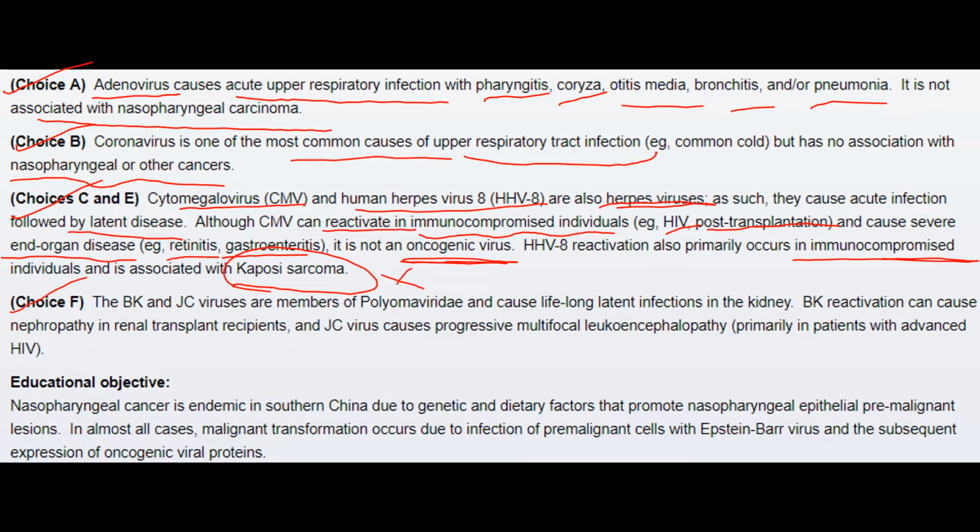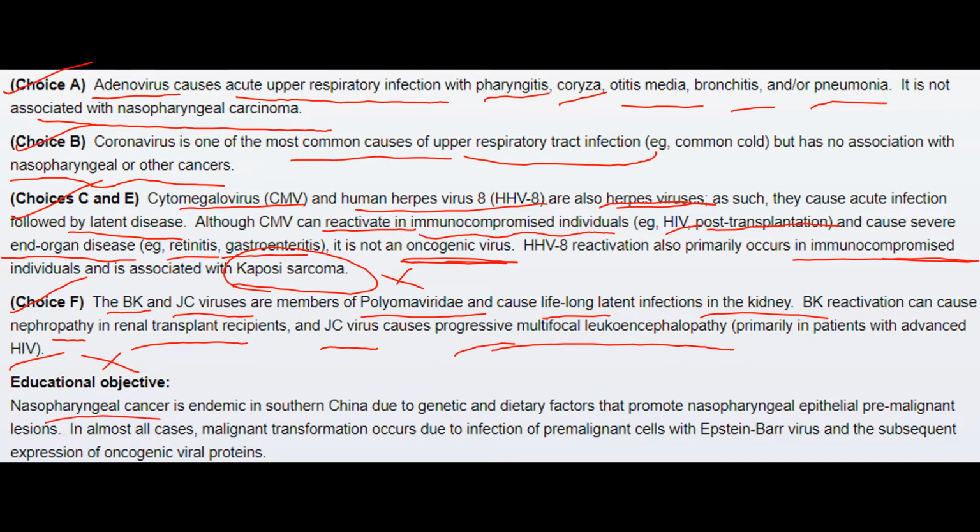In choice F, the BK and JC viruses are members of Polyomaviridae and cause lifelong latent infections in the kidney. BK activation can cause nephropathy in renal transplant recipients, and JC virus causes progressive multifocal leukoencephalopathy, primarily in patients with advanced HIV. Hence, it was not appropriate.